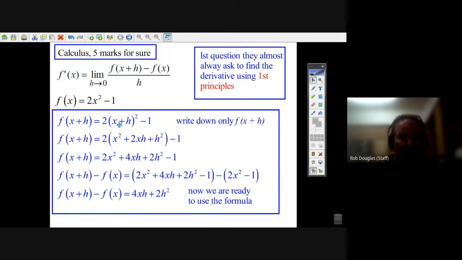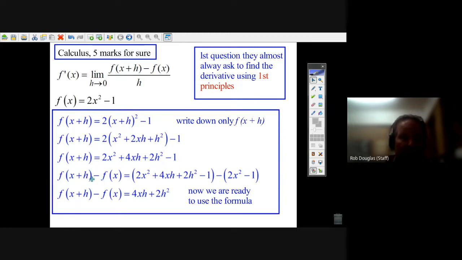And now all you have to do is square x plus h. Now it's always x squared plus 2xh plus h squared. And that's doing FOIL on it, but memorize this. You can just write it down fast to make sure. That's how you square a binomial. Then you multiply it by the number in front, and there you have f of x plus h. Now that's a mark just on its own.